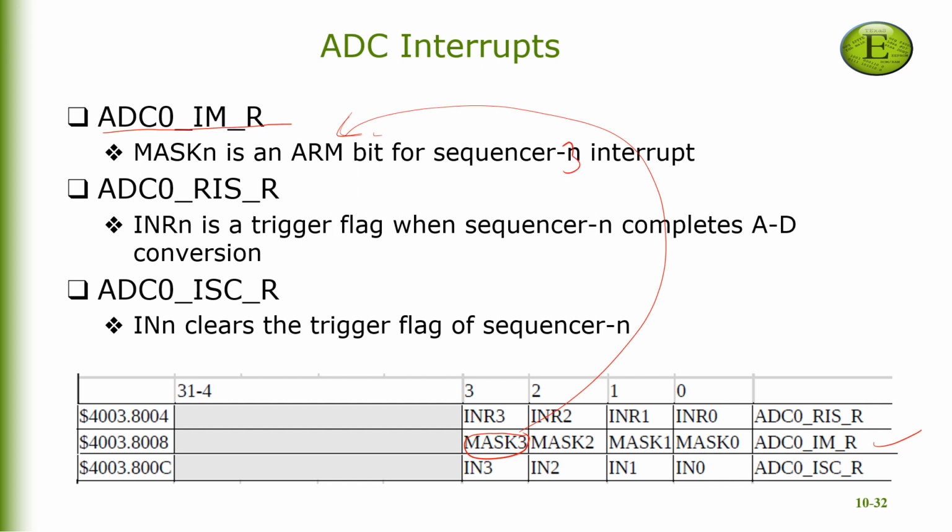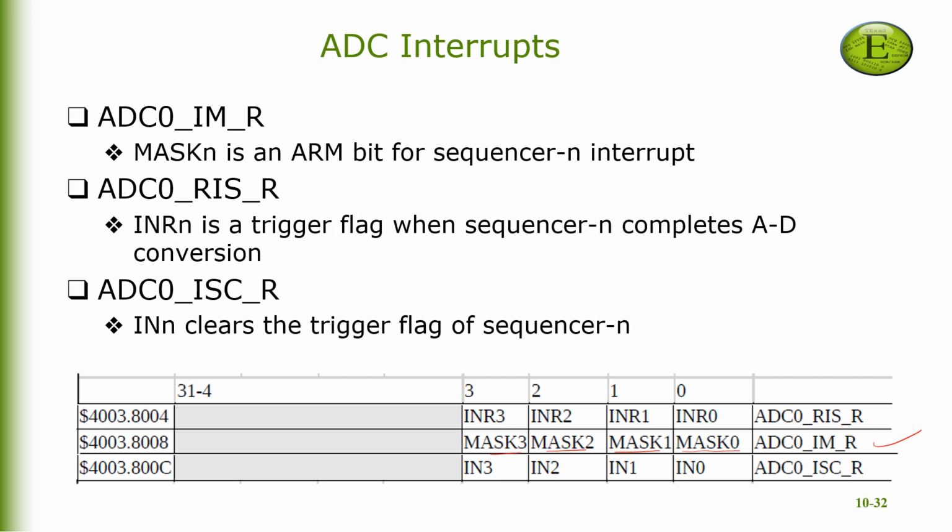Note that it is the sample sequencer that is actually going to generate the interrupt, or be able to interrupt the microprocessor. So if we want to arm the ADC for the interrupt, we are really asking which of the sample sequencers can interrupt the microprocessor, and their corresponding mask bit should be set to 1.